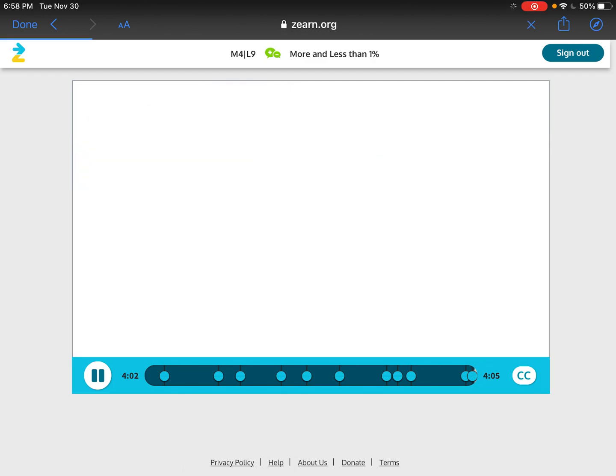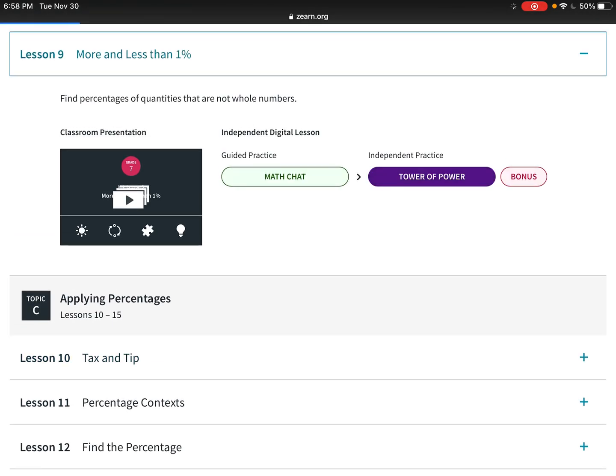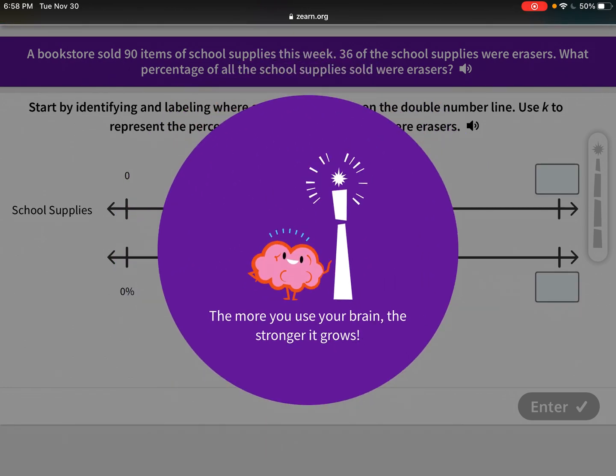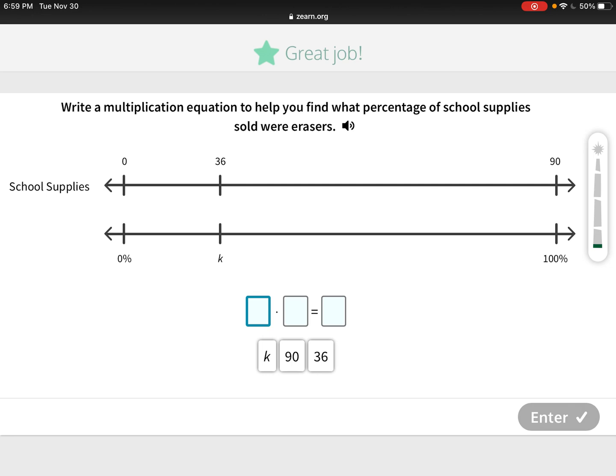If it will load. We're going to do tower. Okay, so now we have to do all these number line things. So 90 items this week is our total, 36 is our part, and then we don't know the percentage. So 36 is part, 90 is total, don't know that out of 100%. So then we go right back to that equation. Percent times whole equals part. Don't know the percent, we do know the whole and we know the part.